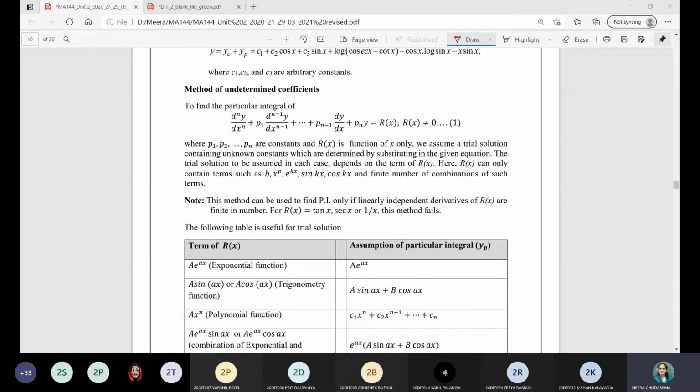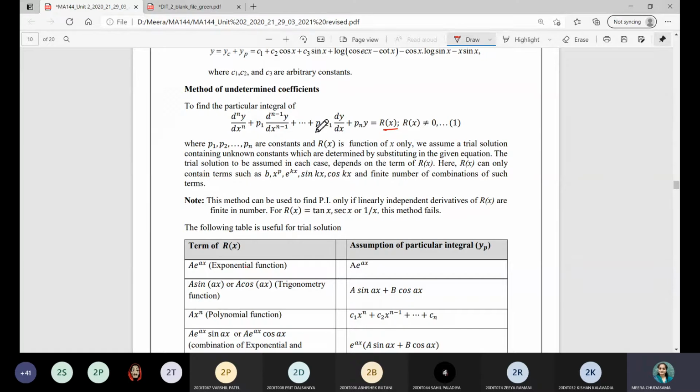So first of all, let us recall the things which we have considered in the last class. What do you mean by this method of undetermined coefficients? Whenever you are given a non-homogeneous differential equation, that is, the right hand side of the differential equation is not zero, at that time we can solve that differential equation using either variation of parameters or the method of undetermined coefficients. So what is this undetermined coefficient method?